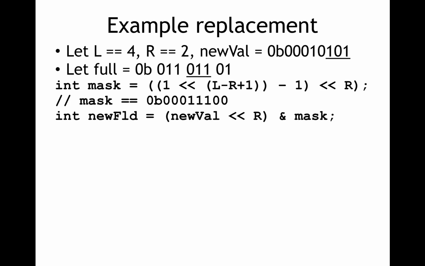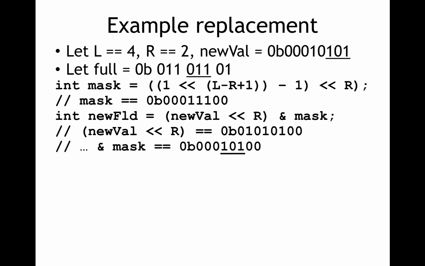Okay, so we shift the new value by r. R is 2, so we shift it. Then we do the AND with the mask. Then we get this number, and you can see 101 now shows in bit 2 to bit 4. It's fantastic because it's in the right position, and with the mask we get rid of the extra 1 in bit 6.